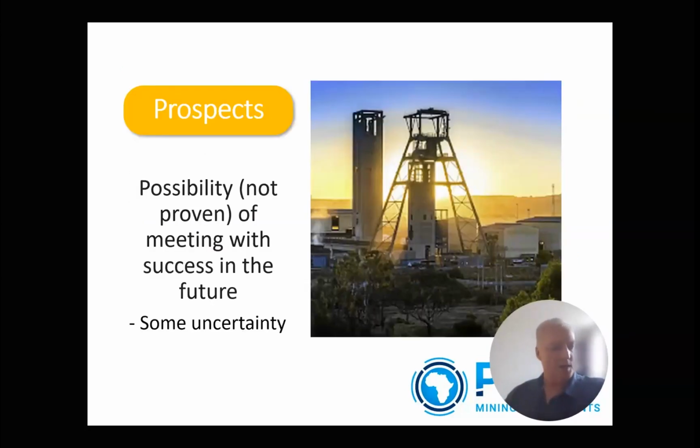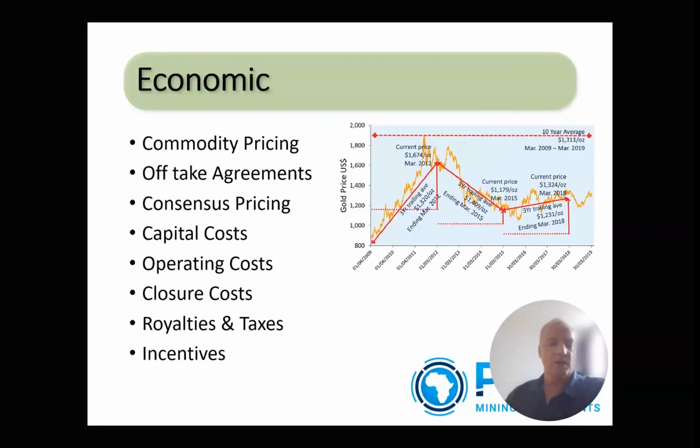Prospects, so remember RPEE, that's the P for prospects. The possibility, which is obviously not proven, of meeting with success in the future. So all these technical aspects that I've been discussing, they have a prospect of whether it's going to work or not, and they've got financial implications associated with that. So there will be some uncertainty, and we need to look at that and consider what uncertainties are there. Then we move on to economics.